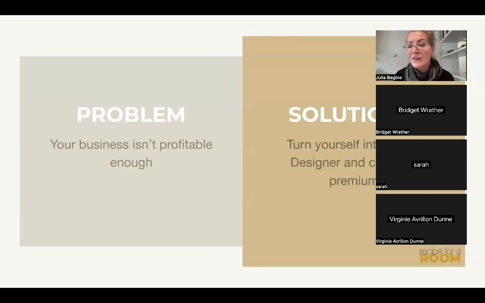Or turn yourself into a star designer, upskill, increase the focus on yourself, and make it possible to push up your hourly rate so that people will pay a premium for you. And that's another way that you can increase the profit of your business.